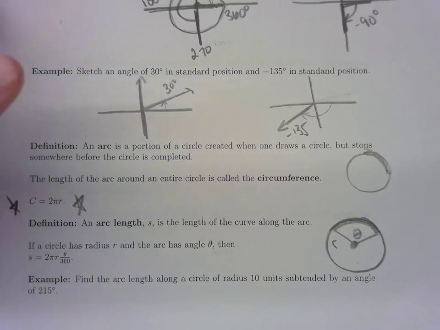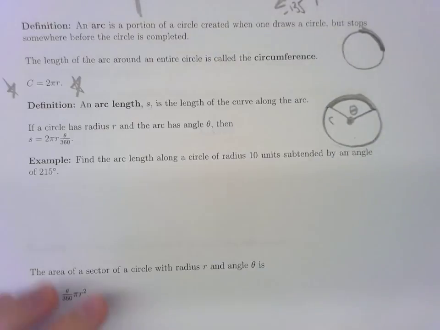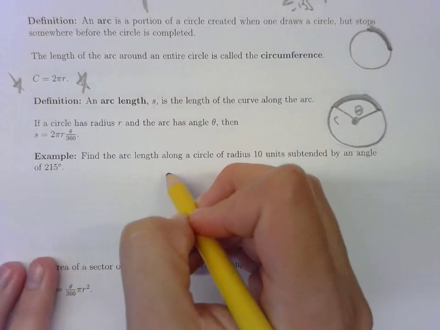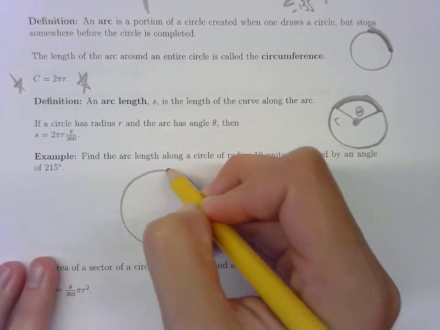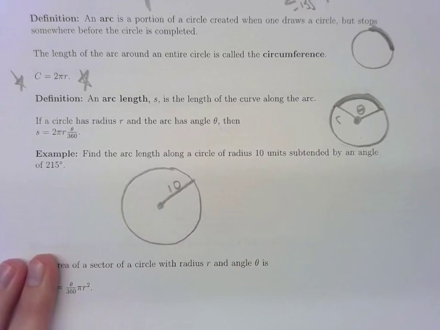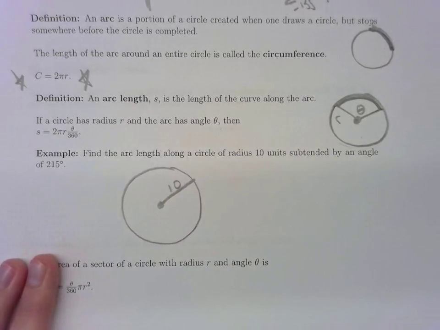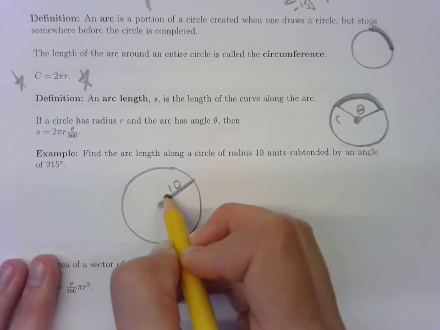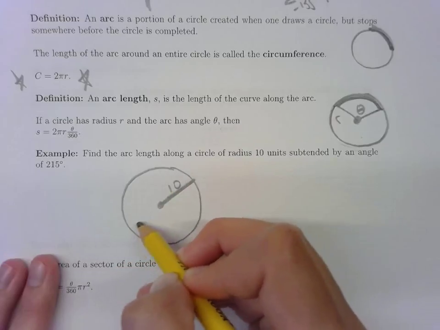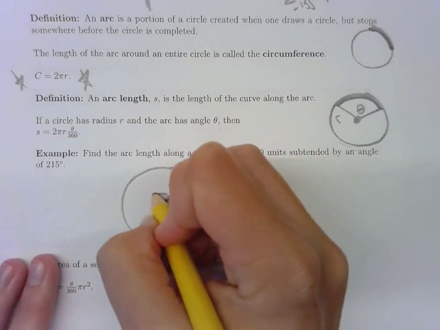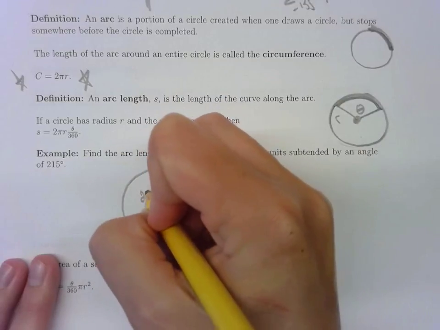So example, it says find the arc length along a circle of radius 10 units subtended by an angle of 215. So let's draw a circle. We have a radius of 10. We don't know what the unit is, it just says units. And the angle is 215. 215 is greater than 180, so this would be 180. I'm just trying to make this picture more accurate. It would look something like this. So this angle here would be 215 degrees.